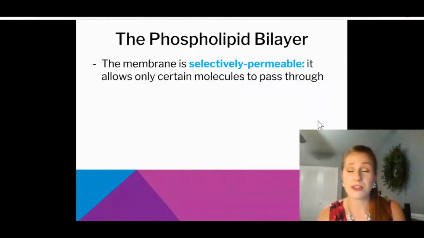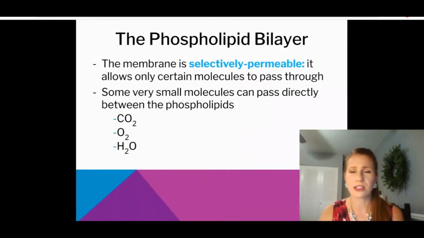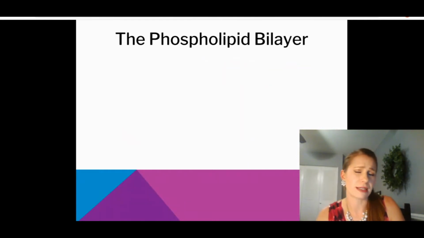The second thing we need to remember about our cell membrane is that it is selectively permeable or semi-permeable. It doesn't just let anything go through. I think of it as the gatekeeper for your cell. Only certain things are allowed to come in and only certain things are allowed to leave your cell. Usually some very small molecules can pass directly between those phospholipids in the bilayer, and those are things like water, carbon dioxide, oxygen, and other things, but mostly really small molecules.